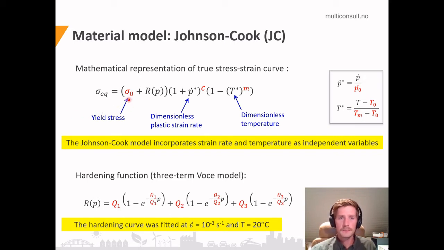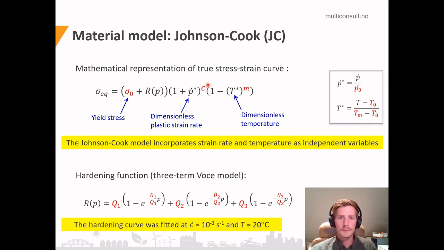We see it here. We have a factor with the yield stress plus a hardening function. The hardening function we used, we see it here, was a 3-term Voce model with a bunch of material parameters that were fitted to the lowest strain rate 20-degree test.